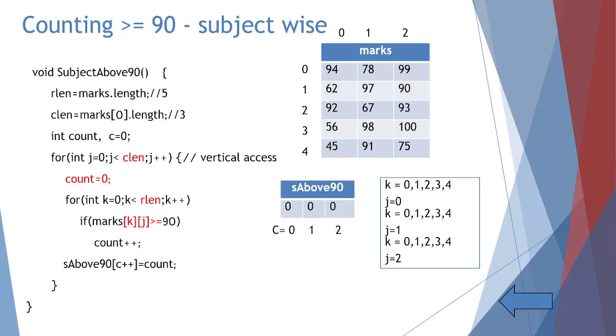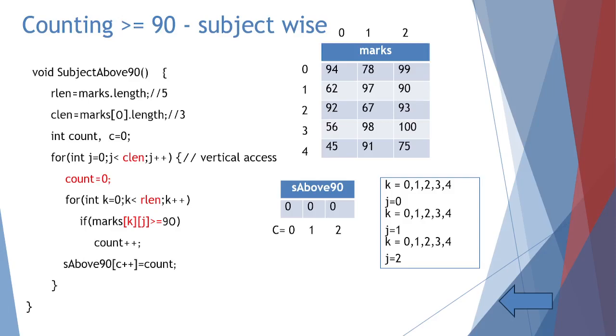Now, every time we are taking count as 0 in the outer for loop. Why? Because for every column we count how many are greater than or equal to 90. There are only 2. For the next column, it should be 0 again. So each time the column changes, count is 0 and the inner loop is counting: if at all greater than or equal to 90, count plus plus. By the time we come out of the inner loop, count has already counted the marks above or equivalent to 90.